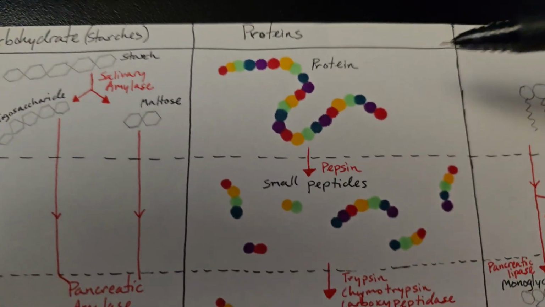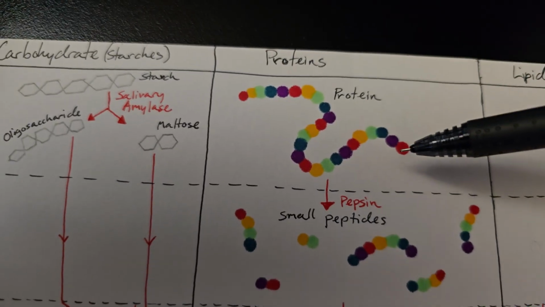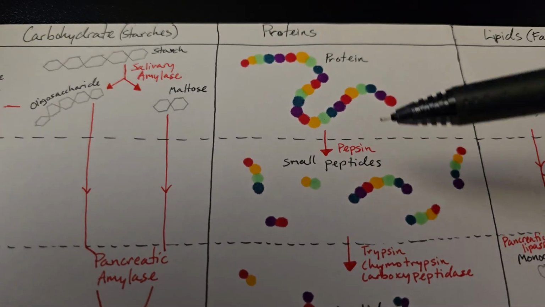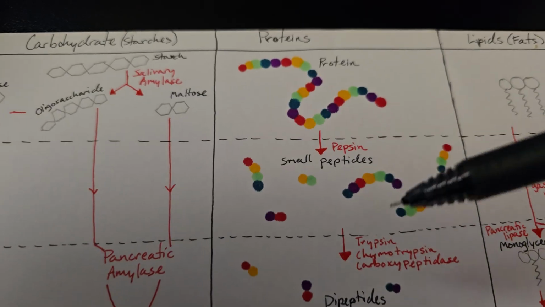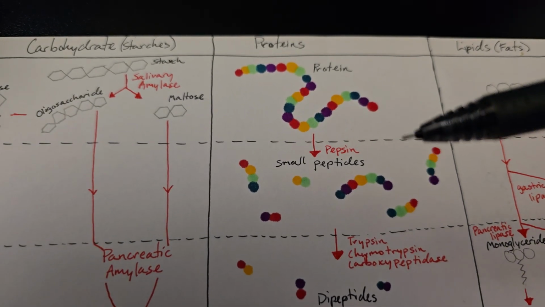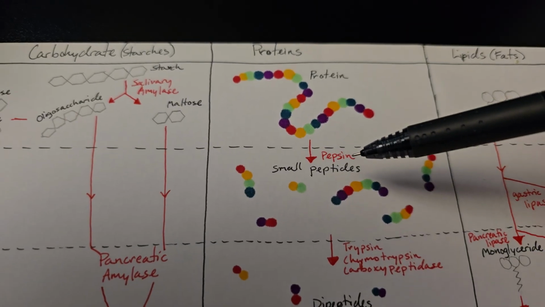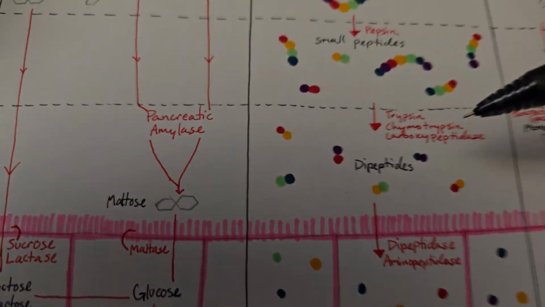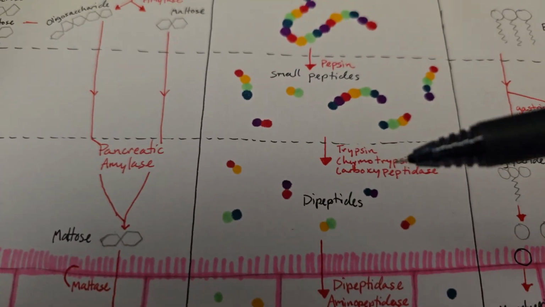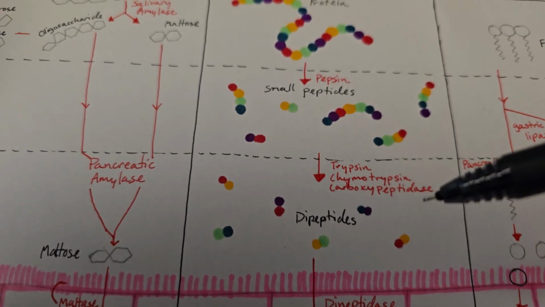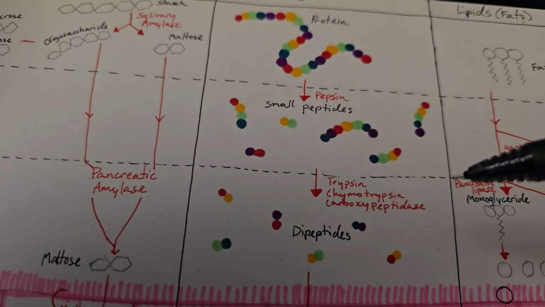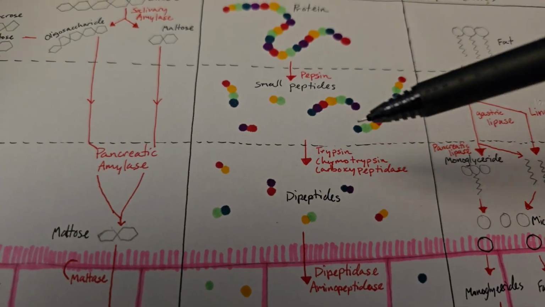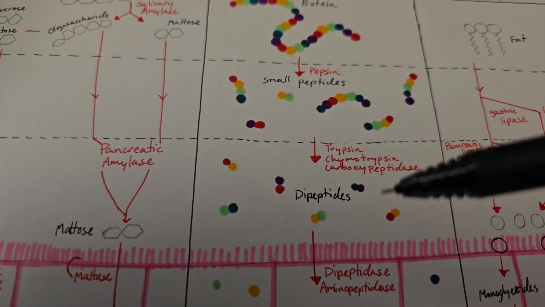And with proteins, or these long amino acid chains that you get from eating meat or eggs, those are going to begin digestion in the stomach, and it's going to break up that long amino acid chain into smaller amino acid chains, or small peptides, because of the pepsin in the stomach. And then in the lumen of the small intestine, it's going to break up those smaller chains into dipeptides, or just pairs of amino acids, because of the trypsin, the chymotrypsin, and the carboxypeptidase.